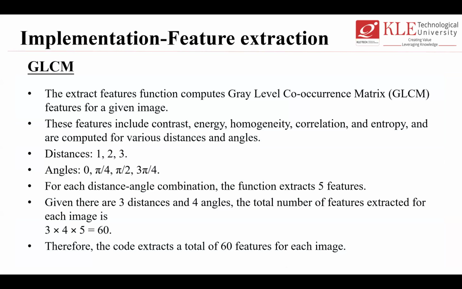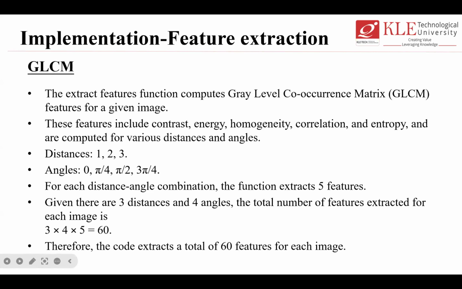This is a detailed explanation of what GLCM is. Basically, it is one of the most widely used methods for extracting features when implementing models for image processing. The feature function computes gray level co-occurrence matrix features for each given image. These features include contrast, energy, homogeneity, correlation, and several other factors, with distances and angles.